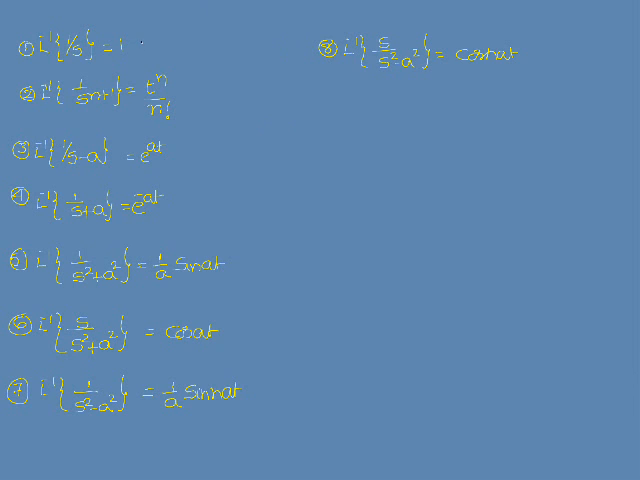So L inverse of 1 by s is equal to 1. L inverse of 1 by s power n plus 1 is equal to t power n by n factorial. L inverse of 1 by s minus a is equal to e power at. L inverse of 1 by s plus a is equal to e power minus at. L inverse of 1 by s square plus a square is equal to 1 by a sin at. L inverse of s by s square plus a square is equal to cos at. L inverse of 1 by s square minus a square is equal to 1 by a hyperbolic sin at. L inverse of s by s square minus a square is equal to hyperbolic cos at.